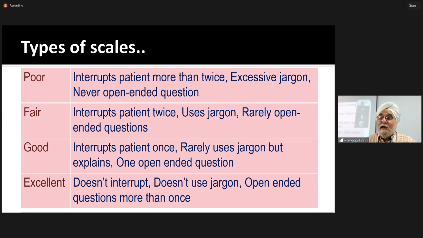objective and little more valid in the sense that you are actually linking it to the behavior demonstrated by the student. And when you tell somebody or when you report that his communication was good, then the person at the other end understands that when you are saying good, what you mean is that he interrupted the patient not more than once, he rarely used jargon, and he used one open-ended question. But please remember, this has to be based on your training. अब अगर आपने ये ओपन एंडेड क्वेश्चन की इंपॉर्टेंस नहीं सिखाई है तो फिर आप उसको स्केल में नहीं डाल सकते.